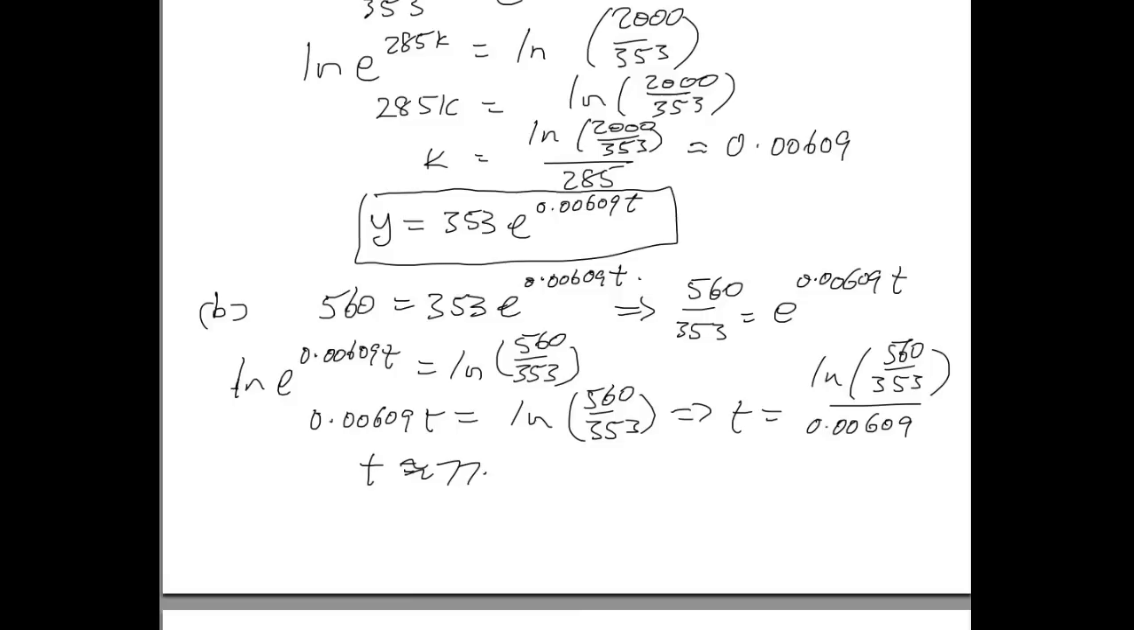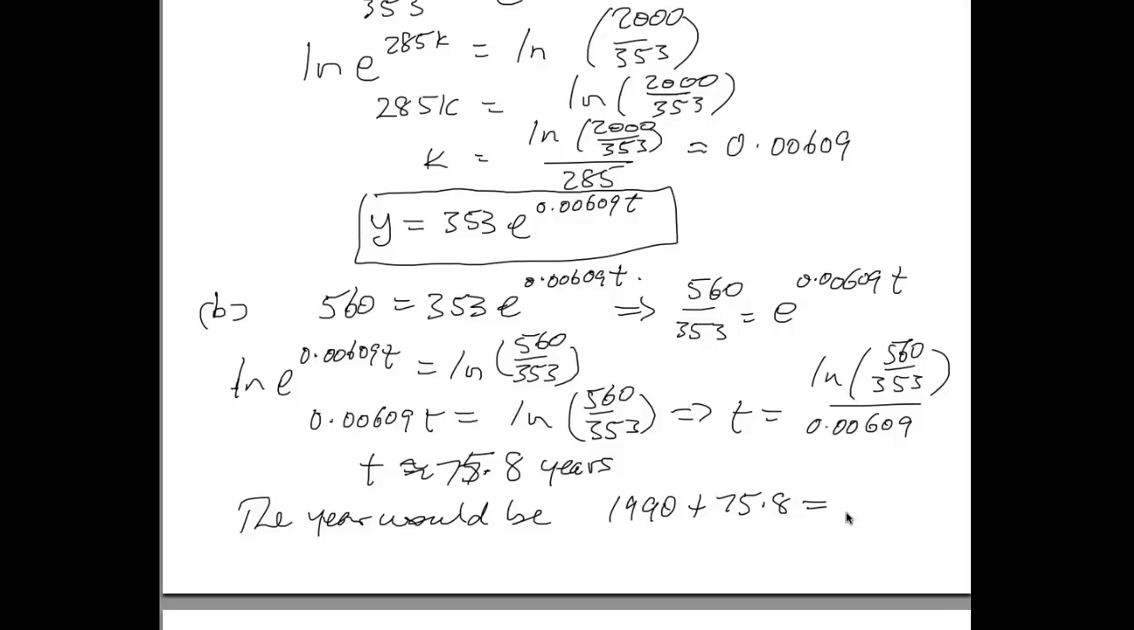so t is approximately 77.8. Is that what I did? No, 75, I should say. 75 point, and we rounded off to one decimal place, 8 years. So the year would be, all right, 1990 plus 75.8 years. Okay. And that, of course, comes out to be 2065.8. So during the year 2065 is when we'll have double the pre-industrial levels.